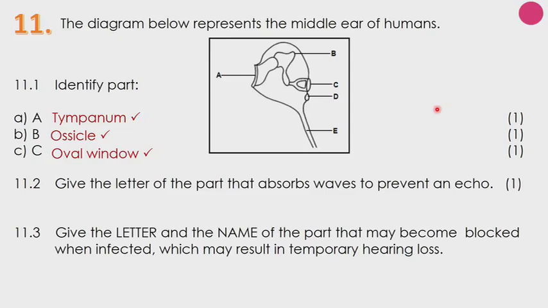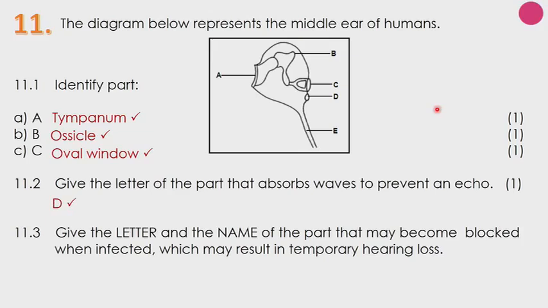Give the letter of the part that absorbs waves to prevent an echo. Right at the beginning, I told you that the round window is responsible for doing that, but they're asking you for the letter of the structure, not the name. So on our diagram, the round window is indicated by D, just below the oval window.